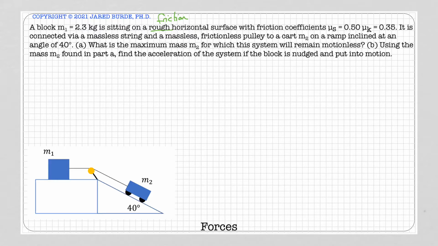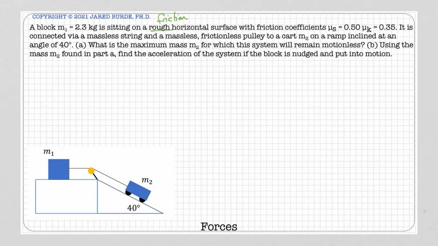This block is connected via a rope and pulley system to another block, M2. We can see this block is on a horizontal surface. If it were just by itself, it would want to stay put. It has a rope connecting it to another block. This block is on an incline. This cart will tend to roll down, and it will tend to pull the block to the side.